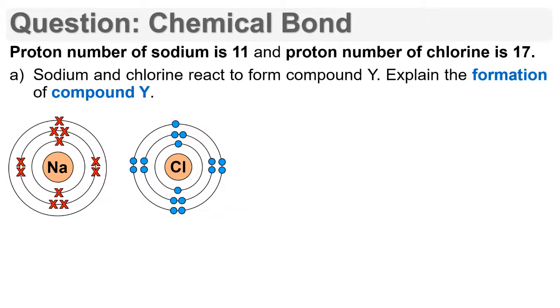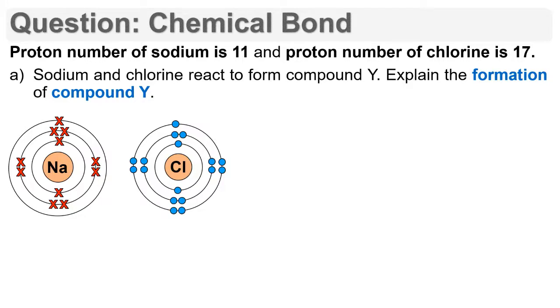Next question. Proton number of sodium is 11 and proton number of chlorine is 17. A. Sodium and chlorine react to form compound Y. Explain the formation of compound Y.